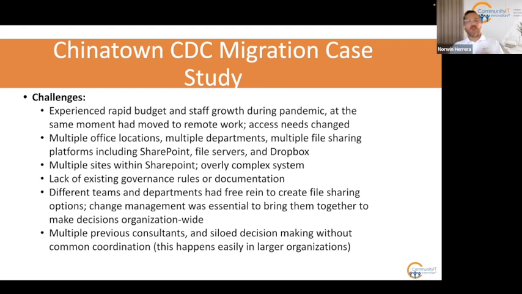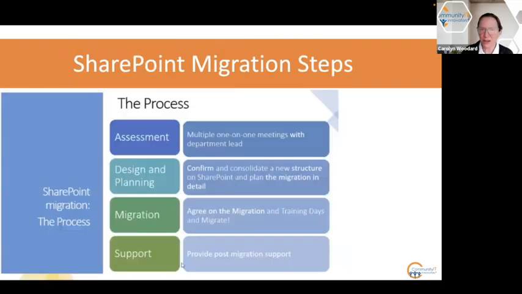And then obviously multiple previous consultants and siloed decision-making without common coordination. This happens easily in larger organizations. So if your organization is big, maybe you can check almost every single one of them. Smaller organizations might have some of these same challenges, where you have entrepreneurial people who have chosen a file sharing platform that works for them or their department, and then trying to get everybody on the same platform can be really, really challenging. So do you want to talk a little bit, Norwin, about the steps for any migration?